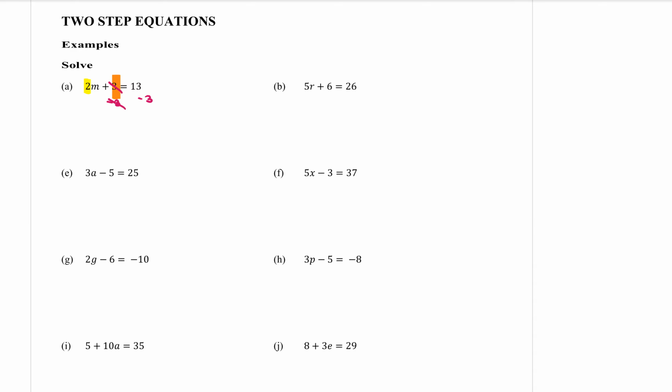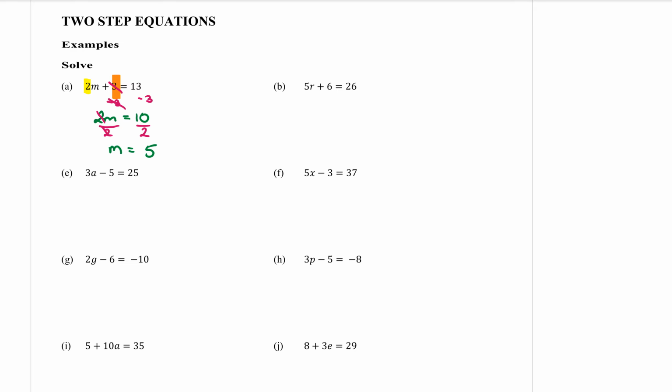I still have 2m, and on the right hand side, 13 take away 3 is 10. Now I have this 2 to get rid of. That's multiplied with the m, so to get rid of it, I need to divide by 2. Cross them off. m is now by itself. 10 divided by 2 is 5.